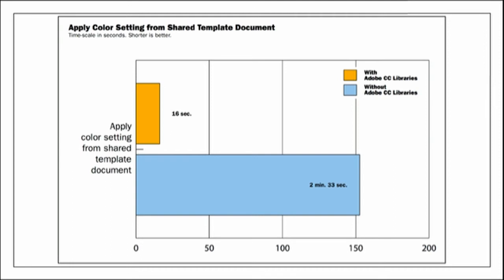So in this example here, what we benchmarked was applying a color setting to an object in InDesign or in Illustrator, and compared with taking a template document that you don't have, copying it to a server to share, getting it back from the server and then extracting that. And you can see how much faster you are. It literally took 16 seconds to get it out of the library.